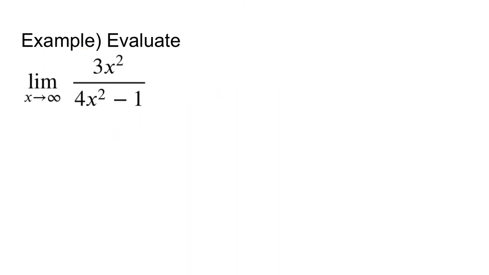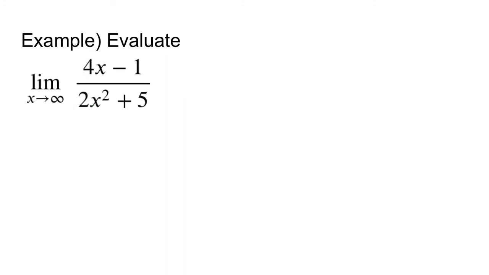Another problem, the limit as x approaches infinity of 3x squared over 4x squared minus 1. Again, the degree on the top is 2. I'm looking right here. The degree on the bottom is 2. These are equal to each other, so the limit is the ratio of the leading coefficients, 3 over 4. That's the final answer.